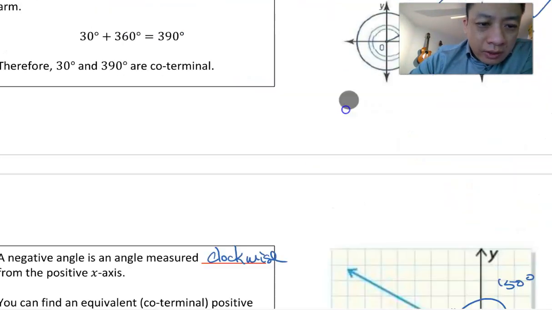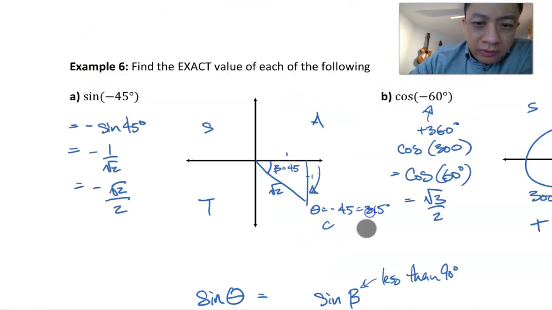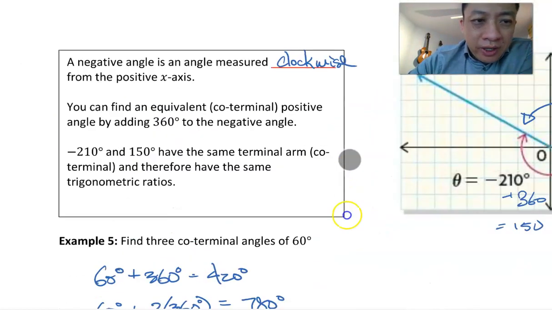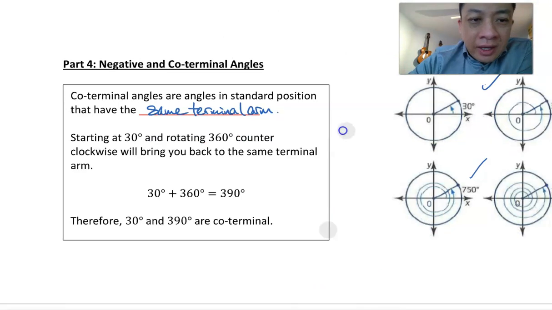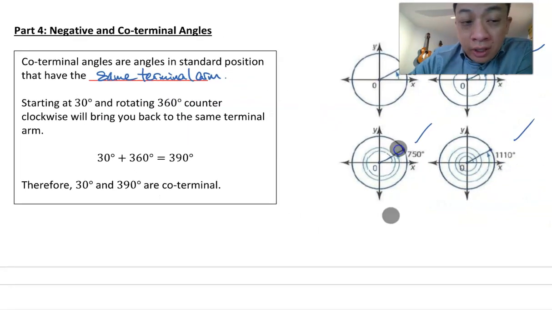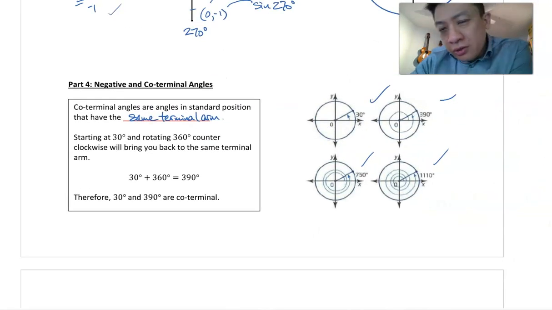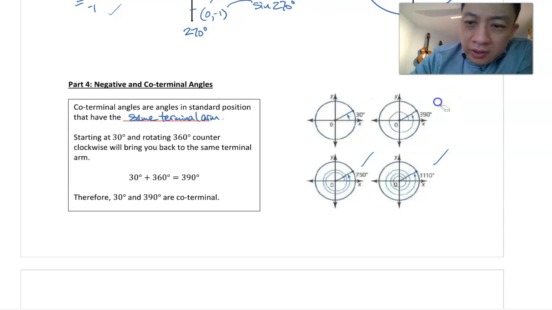This last bit, I said it was only 3 parts, but obviously I lied. There's a 4th part here on the negative and coterminal angles, okay? And boys and girls, I really wanted to do this in person and work with you on this stuff, but yeah, again, sometimes the breaks just don't work out.